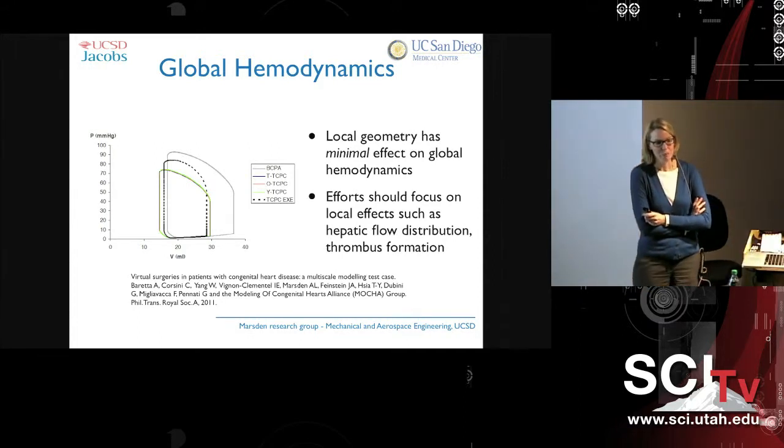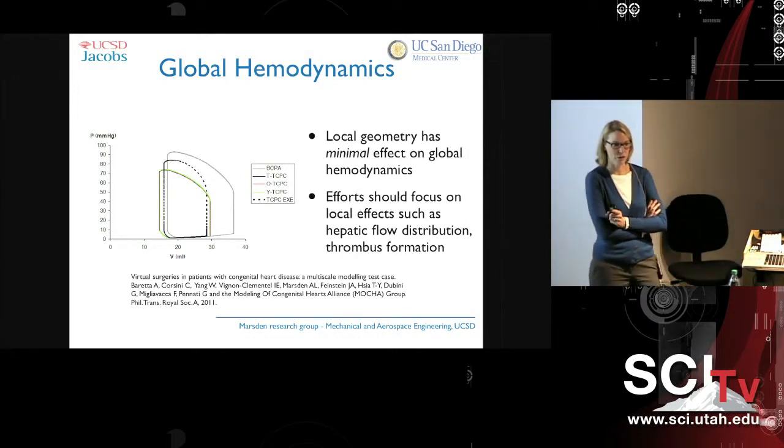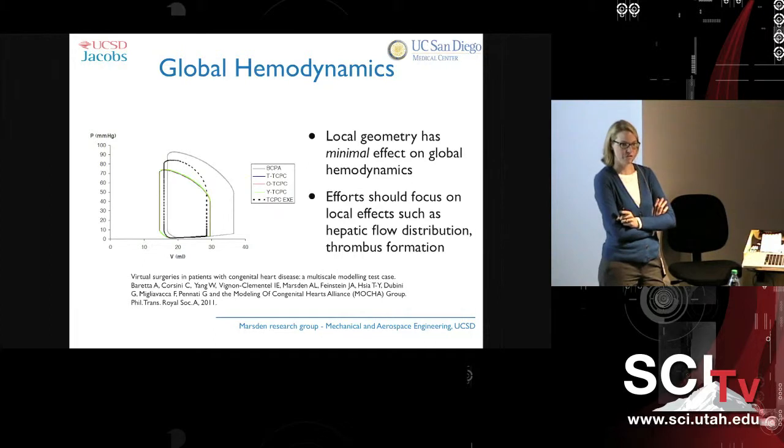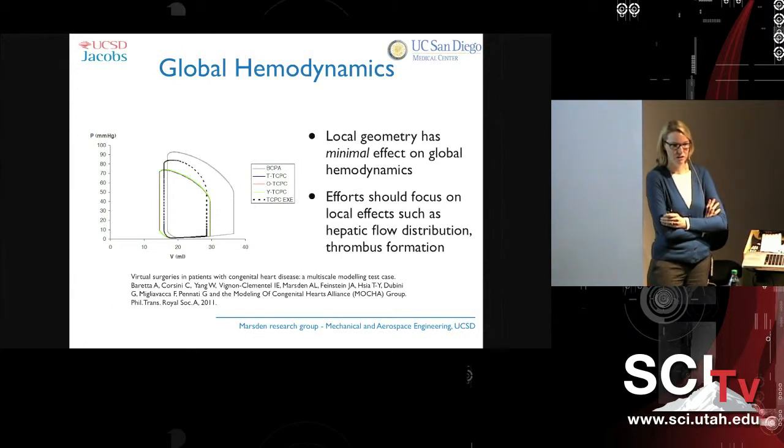So the Y-graft design has the disadvantage that it's more technically difficult to perform, and there's a little bit more suturing involved. But probably over the long run, that's not that big of a problem.